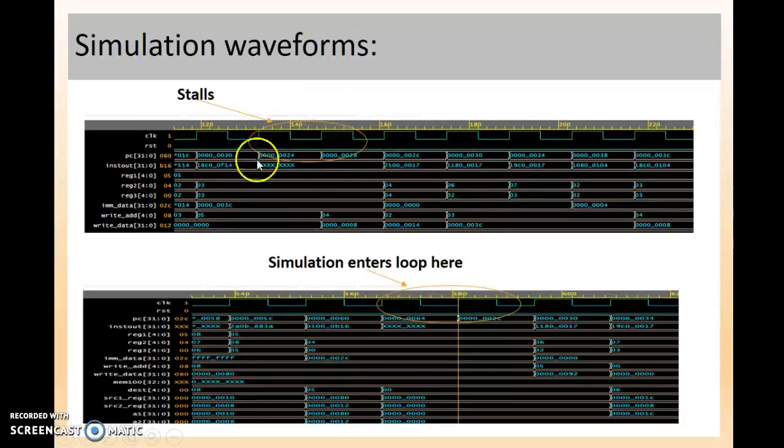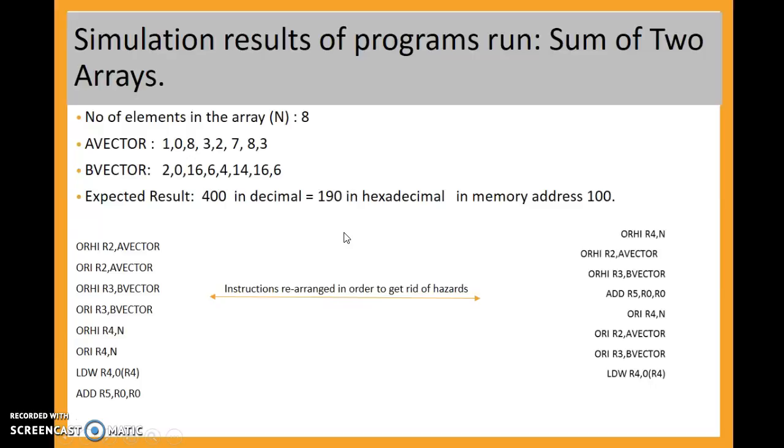So we have stalls. So why do we have stalls here? If you see in the instruction, we have RI R4N and RI R2A vector, RI R3B vector, and load word R4 and 0 of R4. So there is a data dependency between this instruction and this instruction. This instruction has to read R4, but this instruction has to complete writing into R4, then only this instruction can read the correct value from the R4.